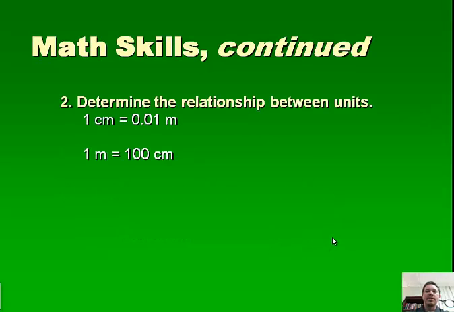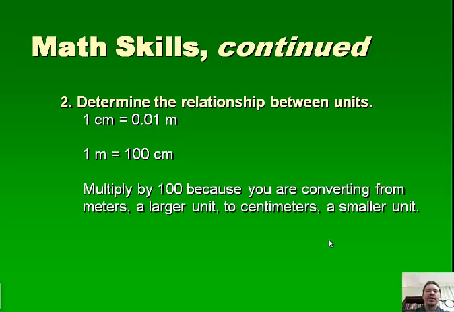So we're going to have to determine the relationship between these units. So 1 centimeter is equal to 0.01 meters, or we can say 1 meter is equal to 100 centimeters. And personally, it's a lot easier to use a number when I don't have to deal with decimals, because I can divide by 100 and get the same 0.01.